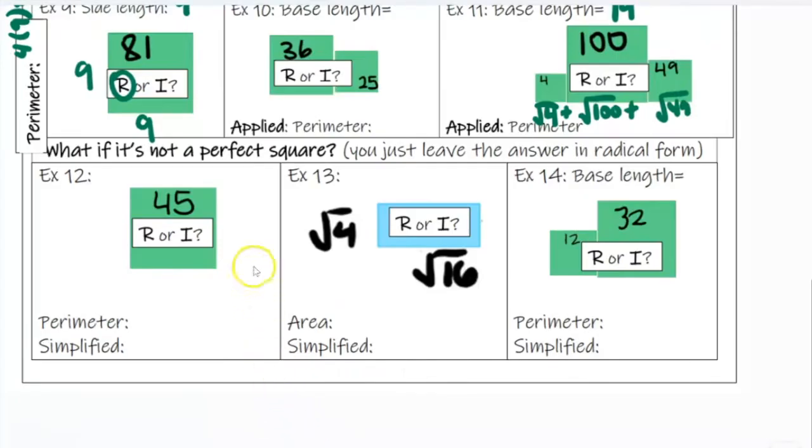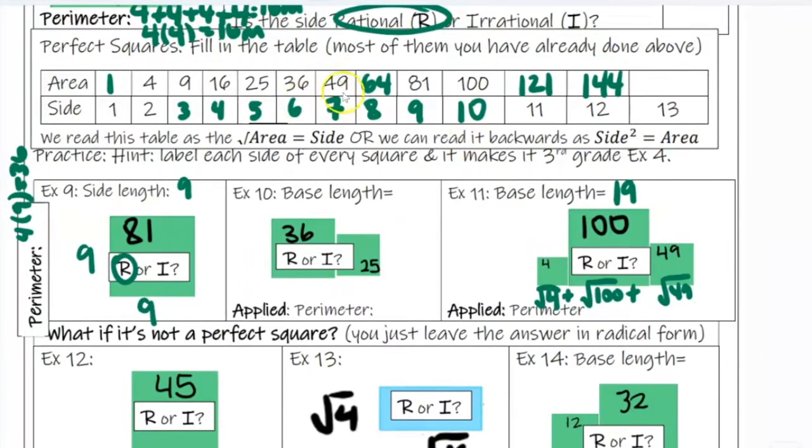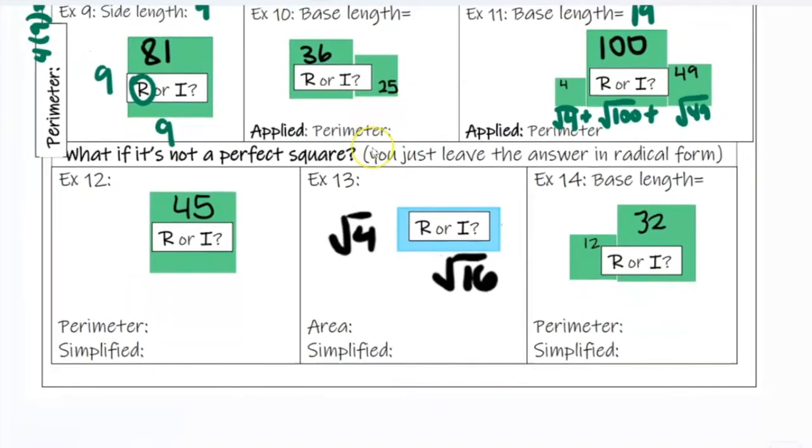Now the question is, what if it's not a perfect square? You just leave the answer in radical form. Again, what's the square root of 45? It's not on our little cheat sheet. I have the square root of 49, square root of 64, square root of 36. You're just going to leave it as square root of 45 in the answer.